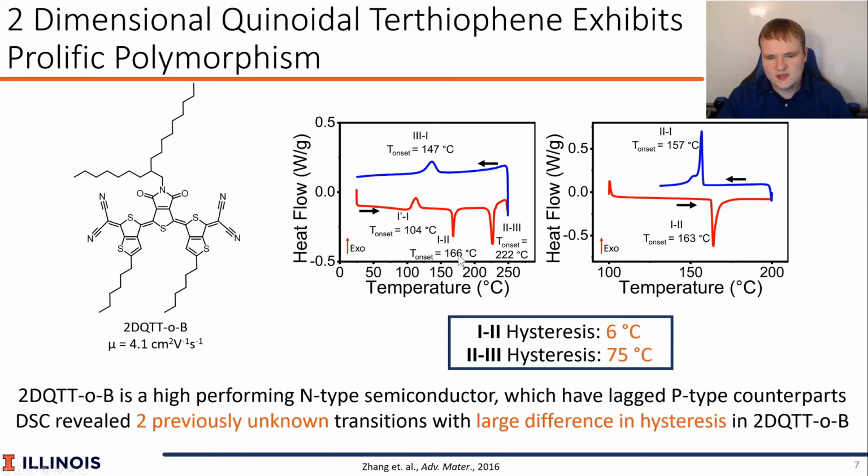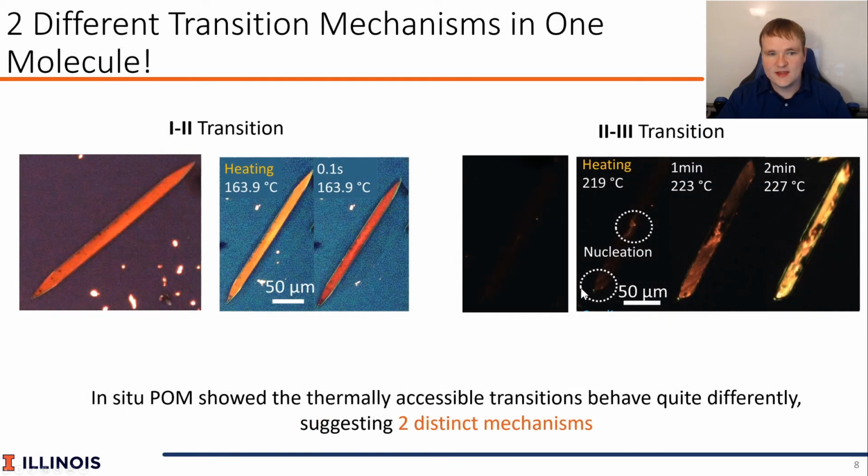And I want to talk specifically about two new phase transitions that we've found in this material. The first occurs at 166 degrees Celsius, and the second occurs at 222 degrees. The 1 to 2 transition we found to have a hysteresis, which is the difference between the forward and reverse transition, of 6 degrees. The 2 to 3 transition, however, had a hysteresis of 75 degrees, suggesting significantly different behaviors in each of these transitions, as these are related to the energy barriers. And that is exactly what we see.